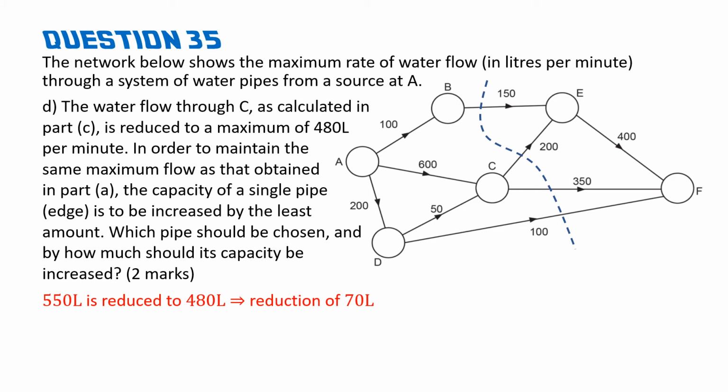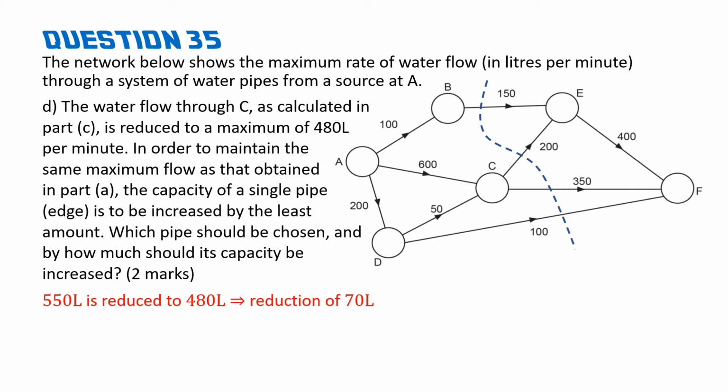Well, from A to B, we had a total of 100 go through there. So if we would increase that by 70, that'd give us an extra 70, but then when we get to B, it's 150. So there's 20 that we're now losing. So we'd also have to increase B to E by another 20. So now we're increasing it by 90 in total. So that's not the minimum amount possible. We need to find one single path.